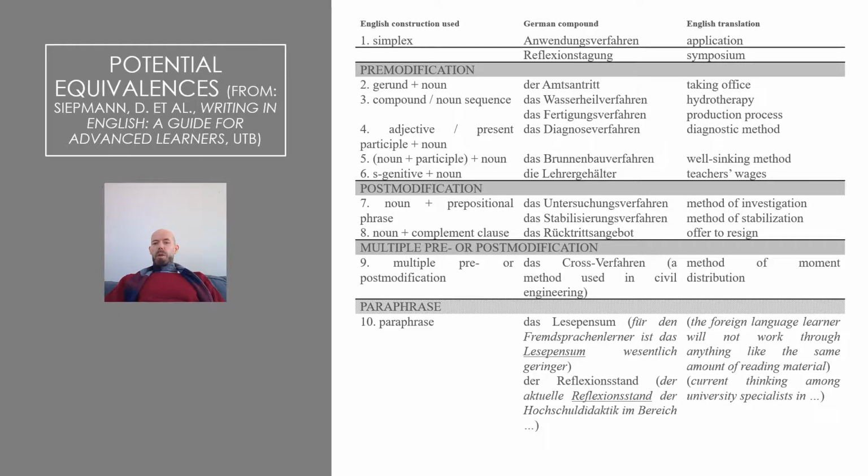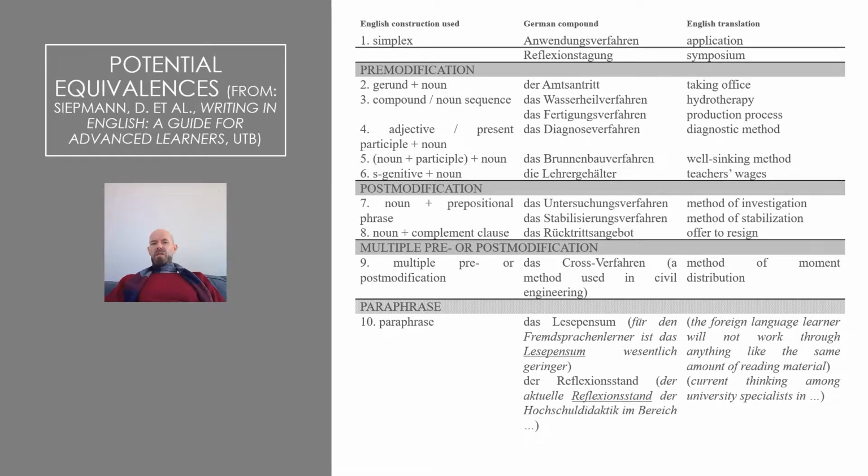Now, we already saw in an earlier video that very often a German compound simply corresponds to an English simplex noun. So Anwendungsverfahren can often be translated just by application. Or Reflexionstagung is a symposium. Four other types of rendition involve pre-modification. So German Amtsantritt, for instance, needs to be translated as taking office.